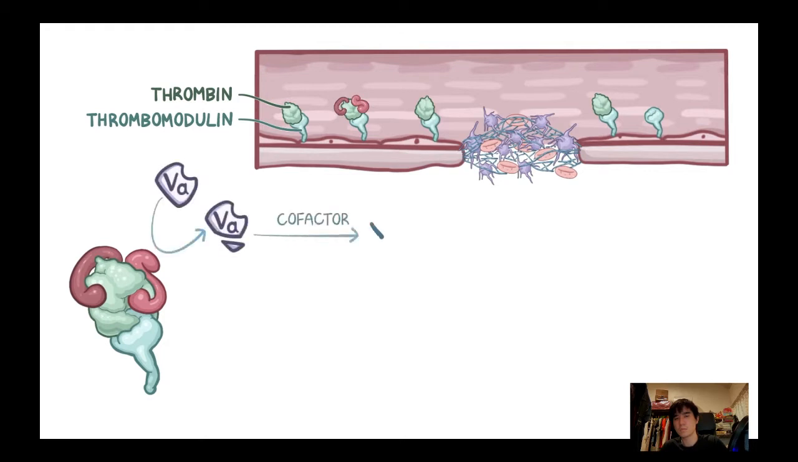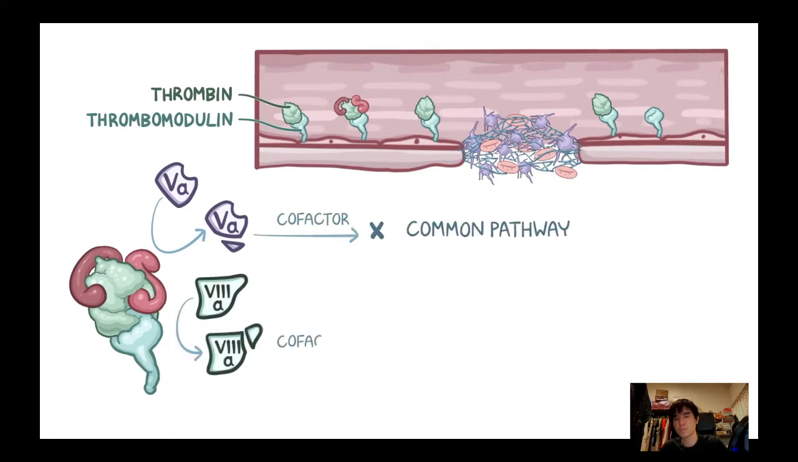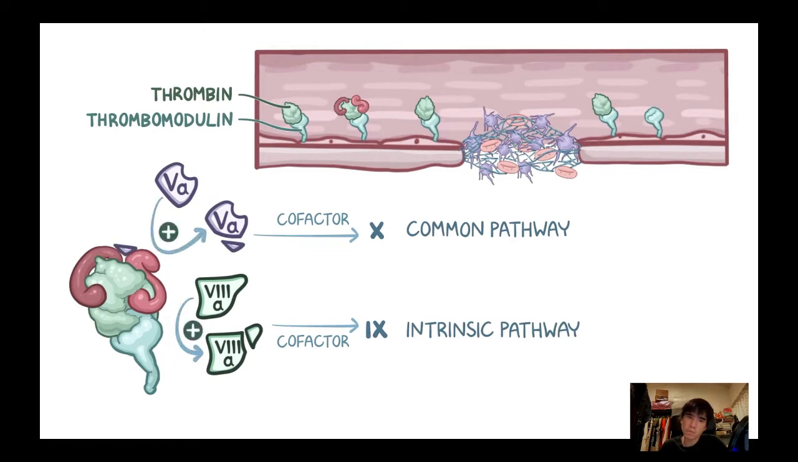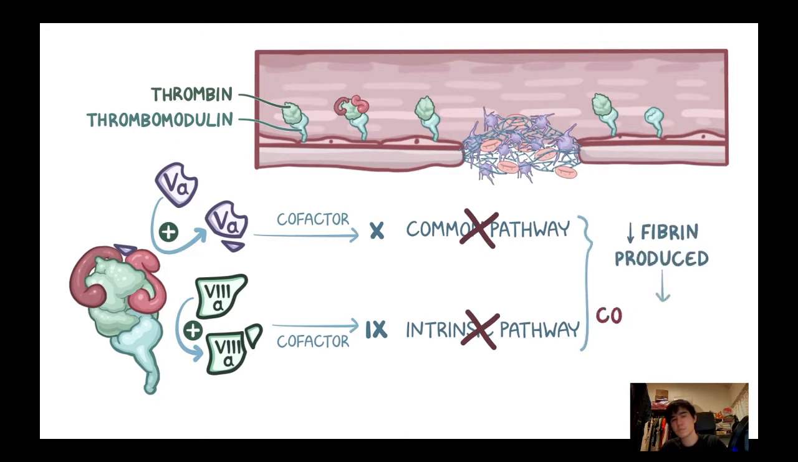a cofactor for factor 10 in the common pathway, and factor 8, a cofactor for factor 9 in the intrinsic pathway. The factor 5 degradation product also binds to this complex and further enhances its ability to cleave more active factor 5 and active factor 8. By inhibiting both the intrinsic and common pathway, less fibrin is produced and coagulation slows down dramatically.